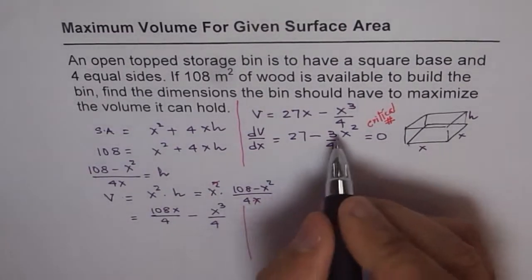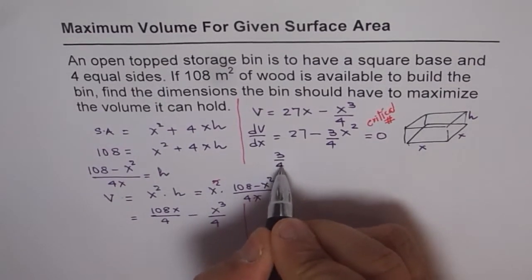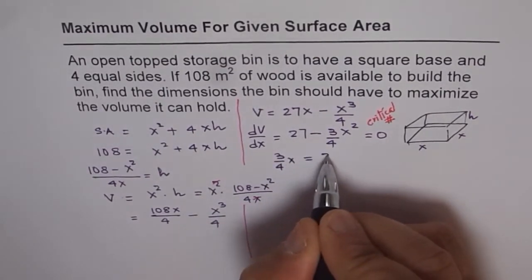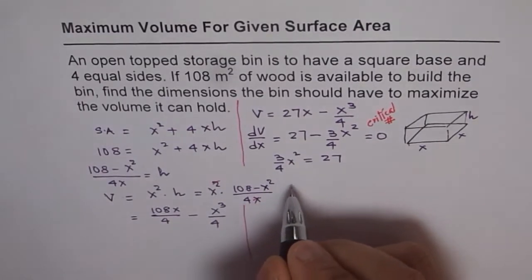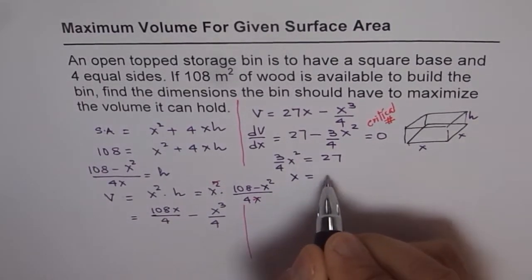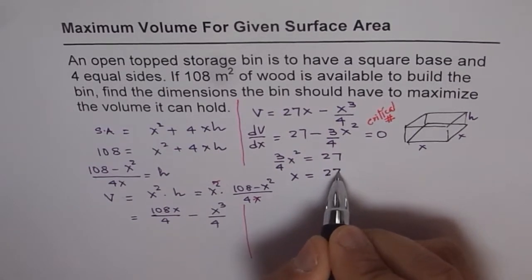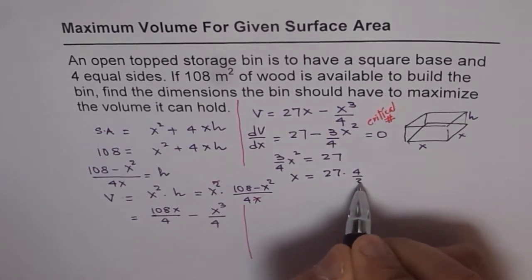So we get 3 over 4 x squared equals 27, sorry. And so x is equal to the square root of 27 times 4 over 3.